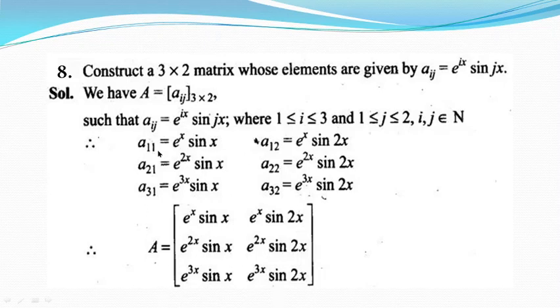Let's find A11. A11 means e raised to the power 1x. 1x means x only, and sin jx means sin x. So the first element is ready. A12: e raised to the power 1x and sin 2x. The second element is ready. This way we can find the rest of the 4 elements and the matrix will be ready.